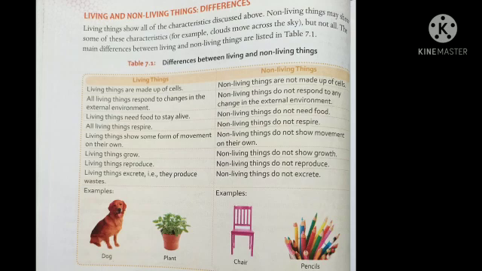Living things show some movement on their own, while non-living things do not show movement on their own. Living things grow, living things can reproduce, living things can excrete, while non-living things cannot grow. Non-living things do not reproduce also, and non-living things do not excrete also. Now, examples of living things are dog, plant, human being, other animals, etc. While examples of non-living things are chair, pen, pencil, table, fan, etc.